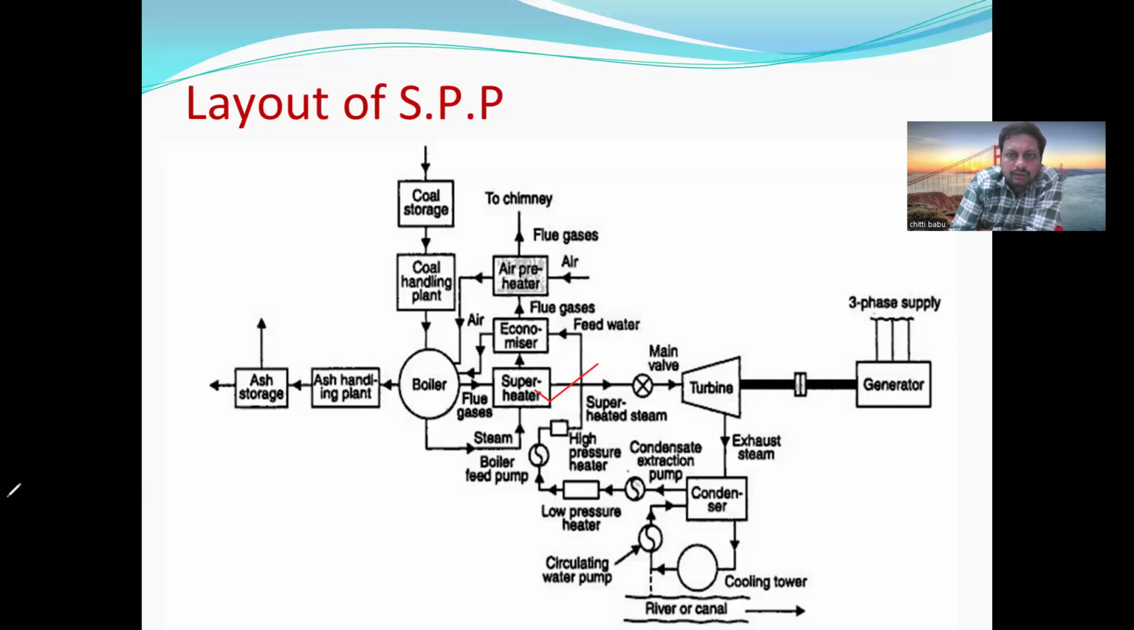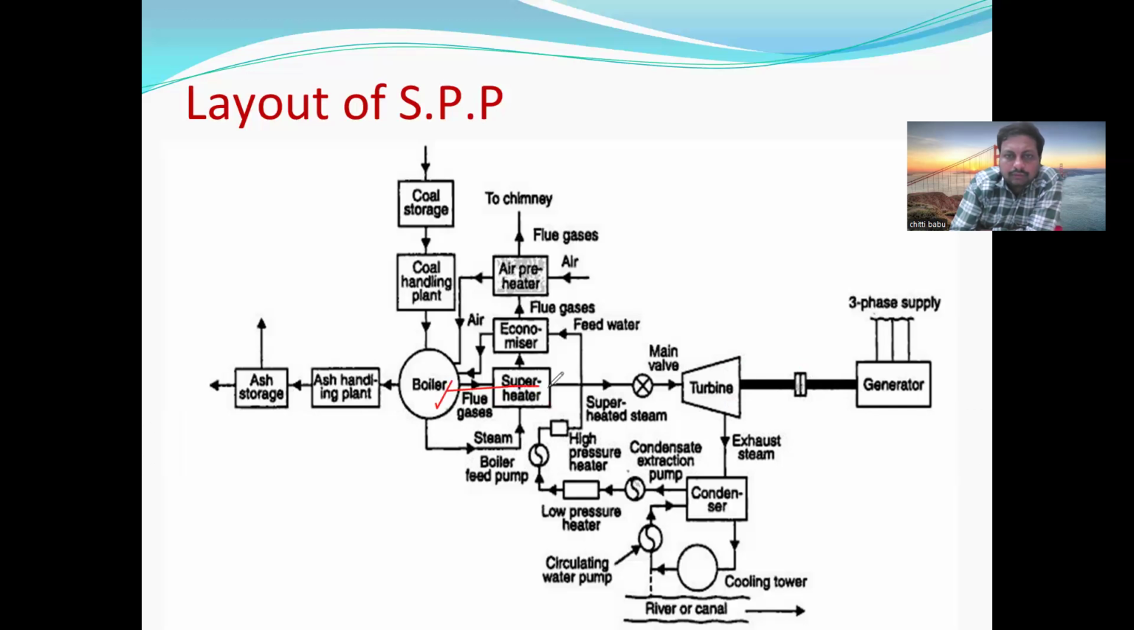In this way, the steam will be flowing like this from the boiler. Boiler is also called a steam generator. Steam will be generated here. The steam will be flowing to the superheater. The superheater converts the wet steam into dry steam. If any moisture content is present in the steam, that will be removed with the help of the superheater.